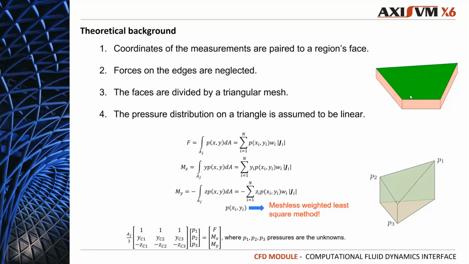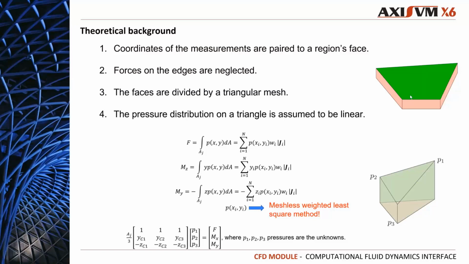Here we used the so-called Gaussian quadrature, for which we needed the weights at different points, and we needed the determinant of the Jacobian at different points. What is interesting here is how we can calculate the pressure at the Gaussian node. For this purpose, we use the meshless weighted least squares method. And this is why we don't need the mesh from the CFD program.